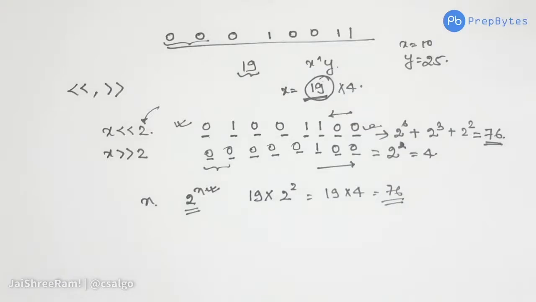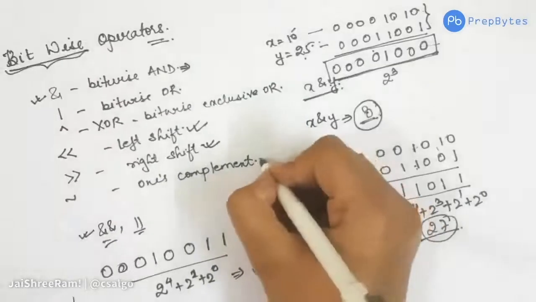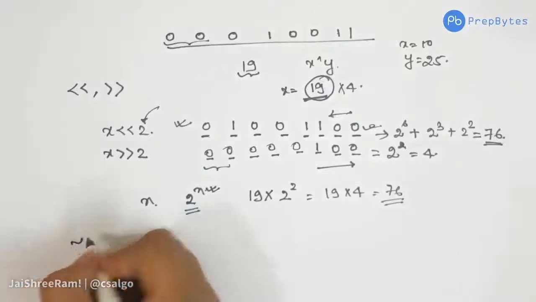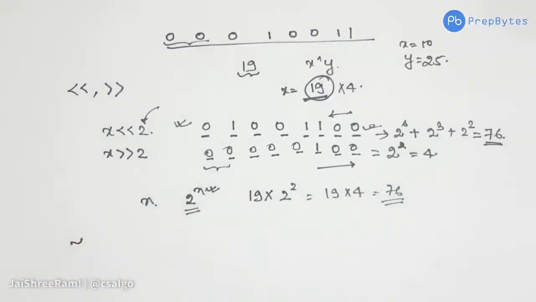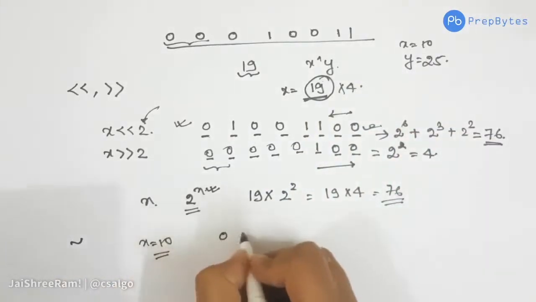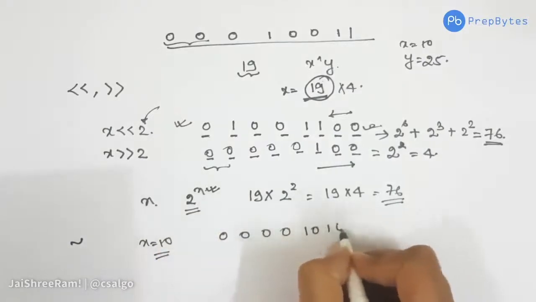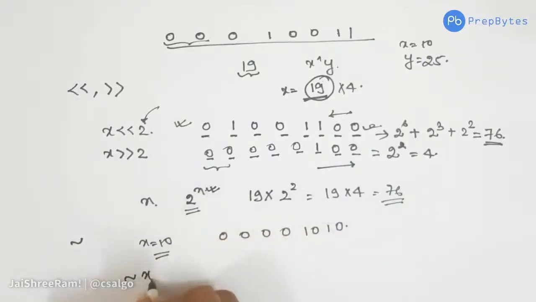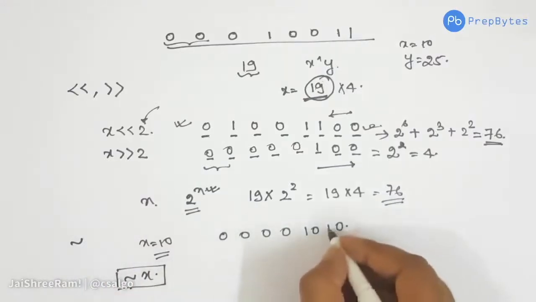Now we come to the last operator, which is ones complement. In ones complement, we convert each bit that is 1 to 0 and each 0 bit to 1. So if I take x equal to 10 again, and complement x, this is the syntax for x ones complement. We also call this the negation operator. So if we do x complement, what do we do? We convert 1 to 0 and 0 to 1.